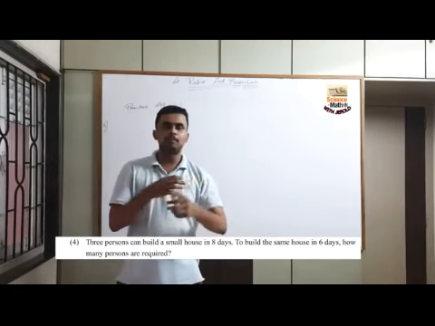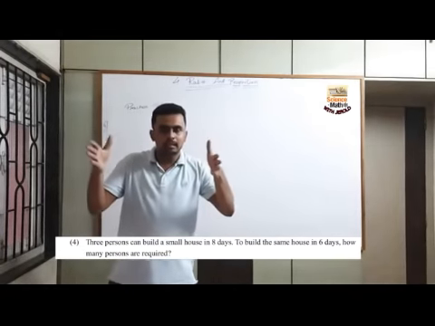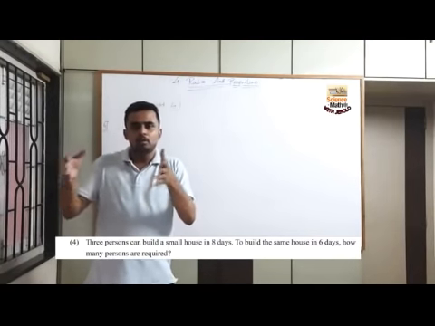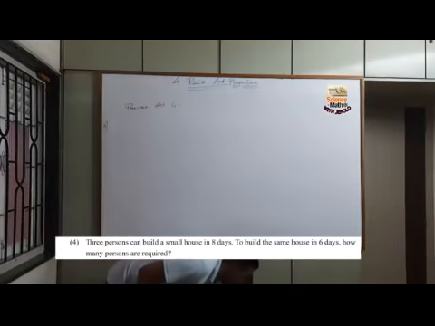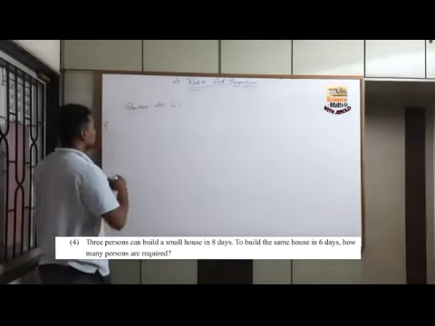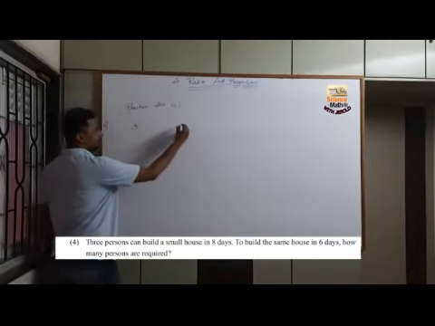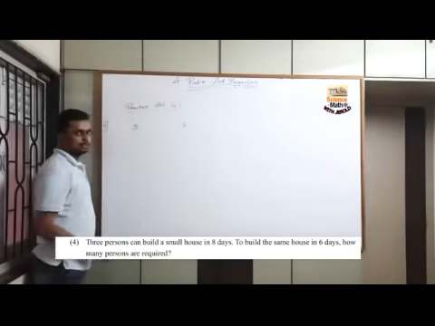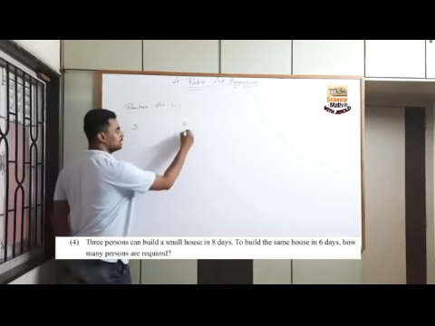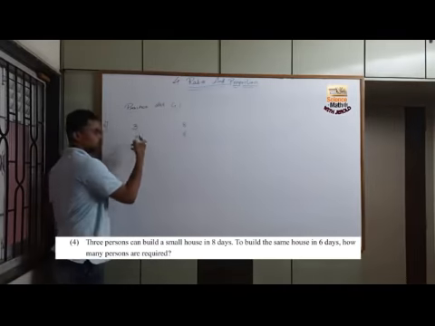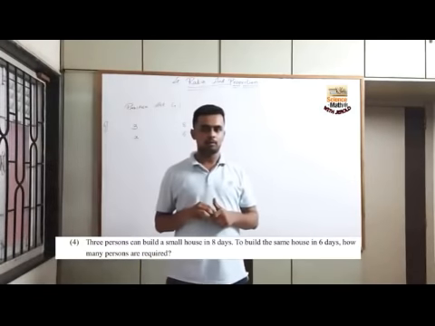So if the people building the house increase, the days that will be required to build the house will decrease. So as it is asked, it is an inverse proportion. Let us see, 3 people build the house in 8 days. Let us consider the number of people to build a house in 6 days is x. So how will we find it out?